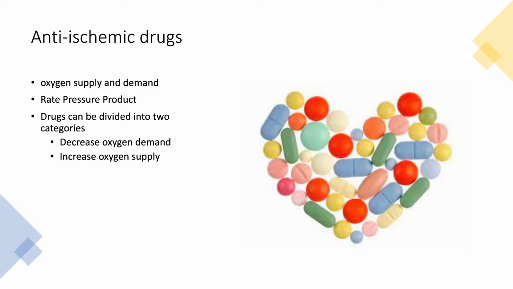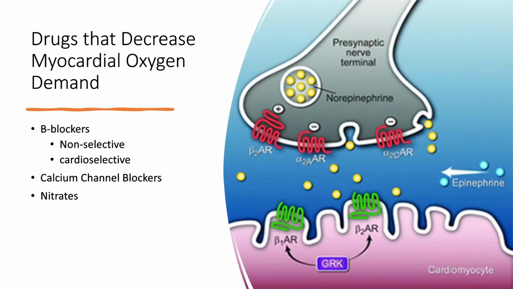So if we're trying to prevent ischemia, we're trying to decrease rate pressure product as much as safely possible and also increase oxygen supply. And that's how we divide these two categories of drugs. Drugs that decrease oxygen demand and drugs that increase supply. So we'll start with drugs that decrease oxygen demand.